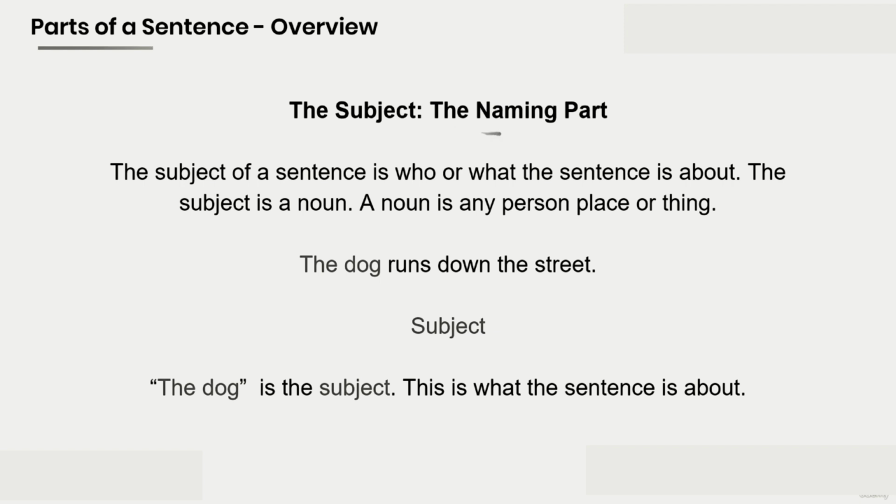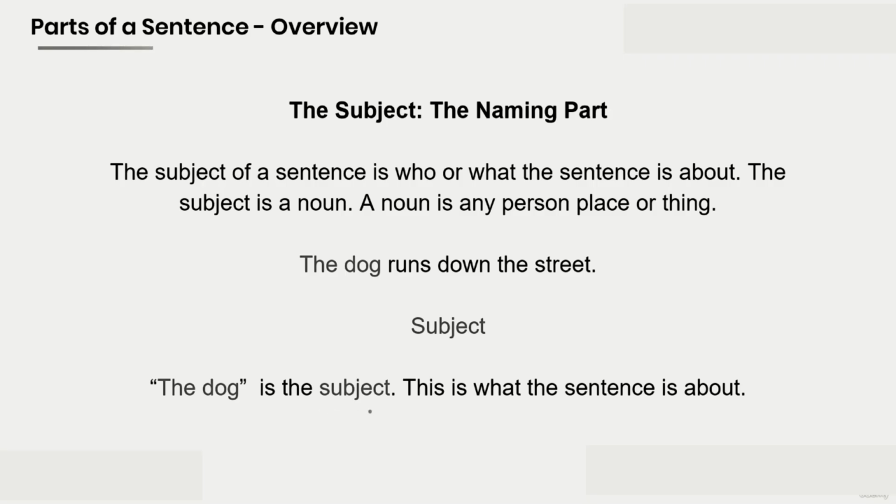Okay, the subject is the naming part. The subject of the sentence is who or what the sentence is about. And the subject is going to be something called a noun. In English, a noun is any person or place or thing. So again, our example sentence, the dog runs down the street. This is our subject. The dog is a thing, right? This is who or what the sentence is about. The dog is the subject.